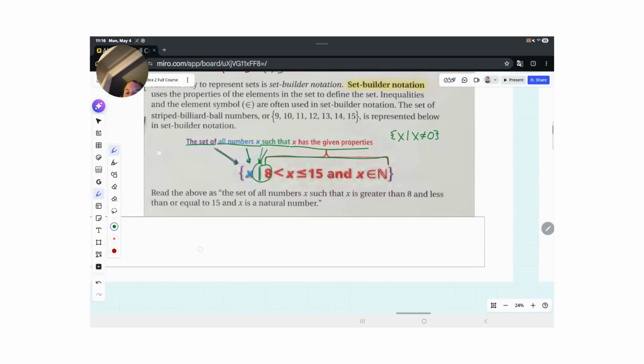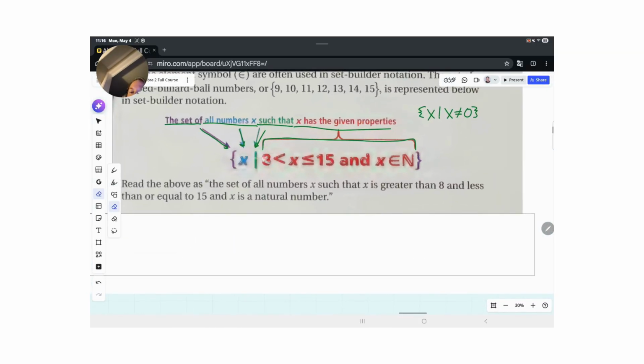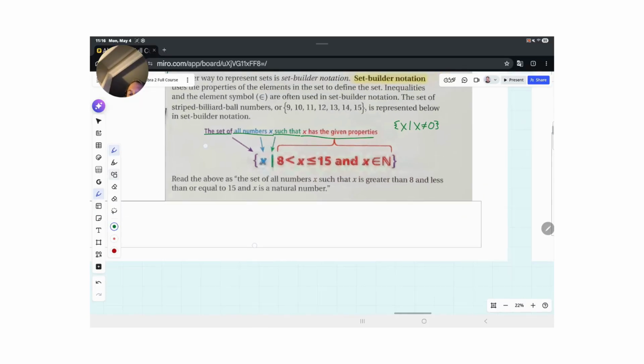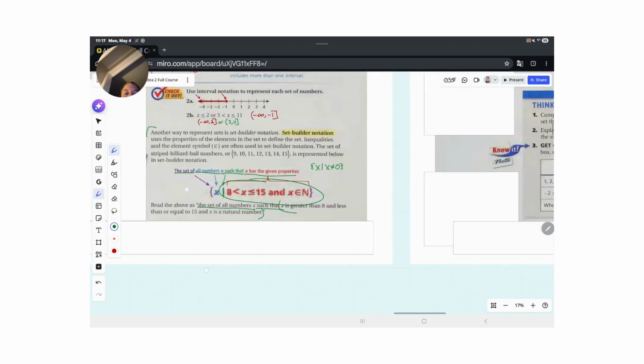All right. How would we read our example here? Let's take a look at our text. The set of all numbers x such that x is greater than 8 and less than or equal to 15, and x is a natural number.